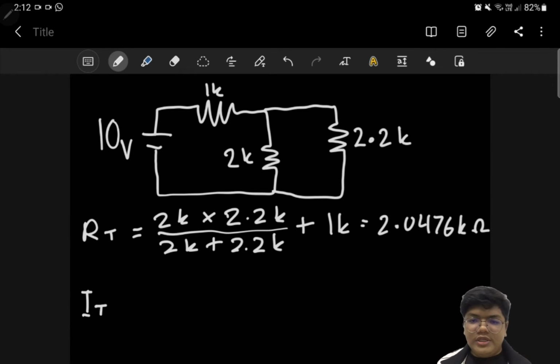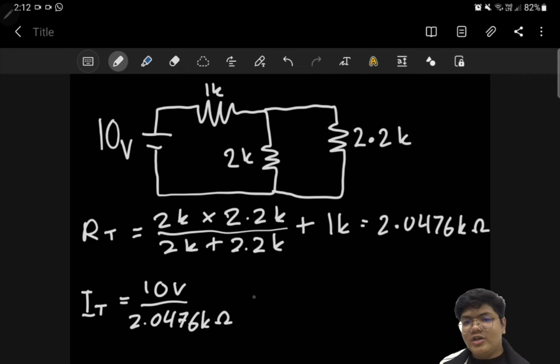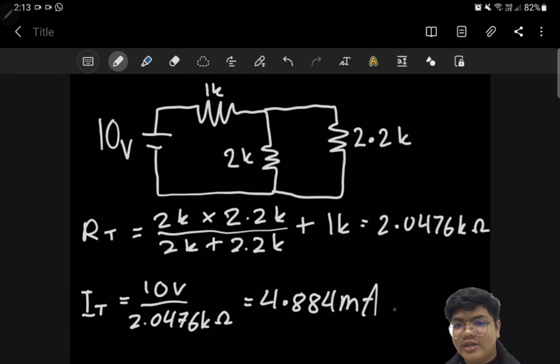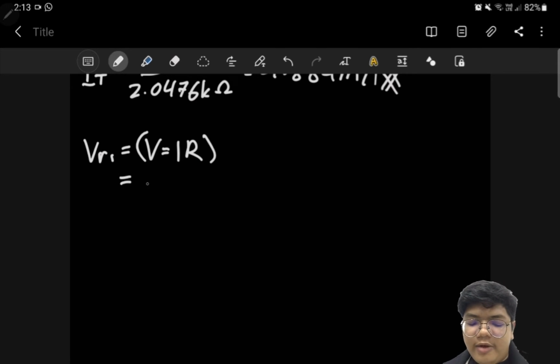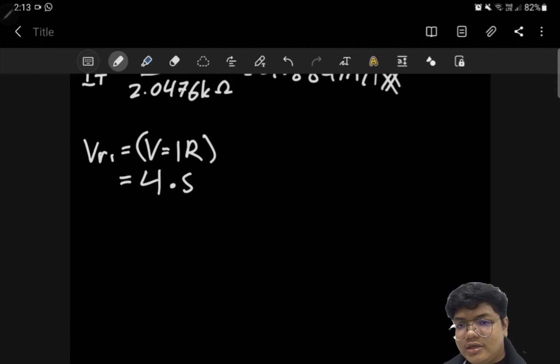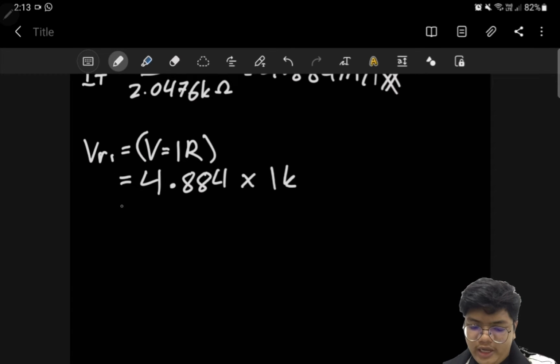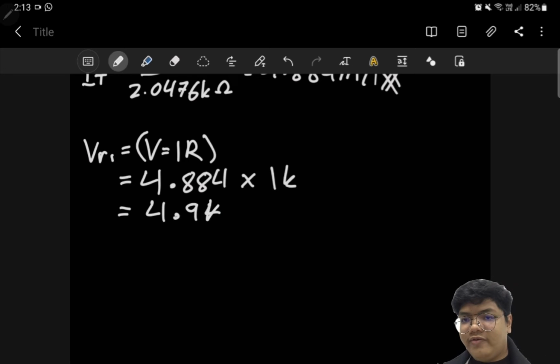After doing so, we simply need to calculate the total current, which is 10 volt divided by 2.0476 kilo ohm, and you will get 4.884 milliampere. That is the total current. To calculate the voltage at R1, we simply use Ohm's law, V equals IR, and put I total and the resistor value into the formula, which means 4.884 milliampere times 1 kilo ohm, resulting in 4.9 volt.